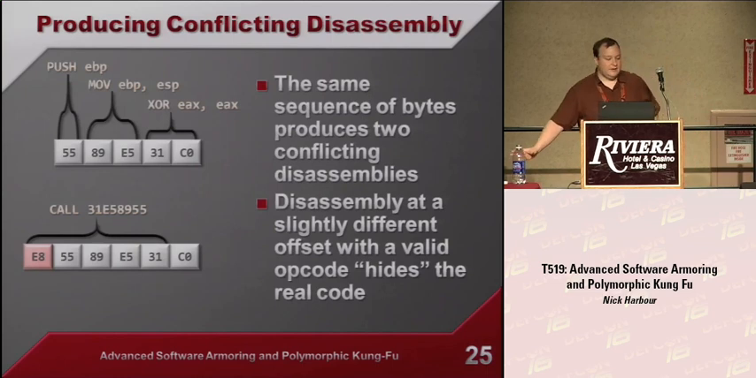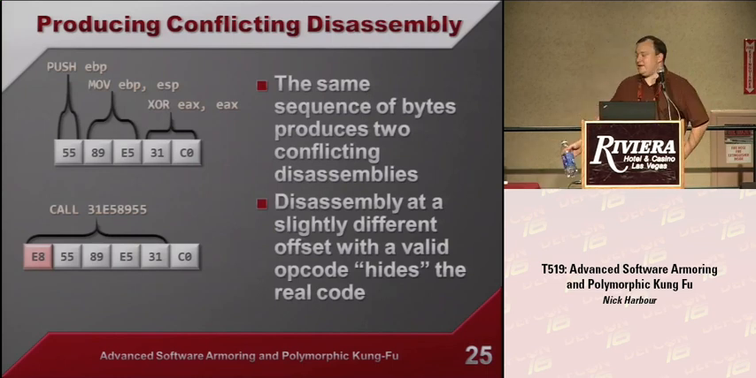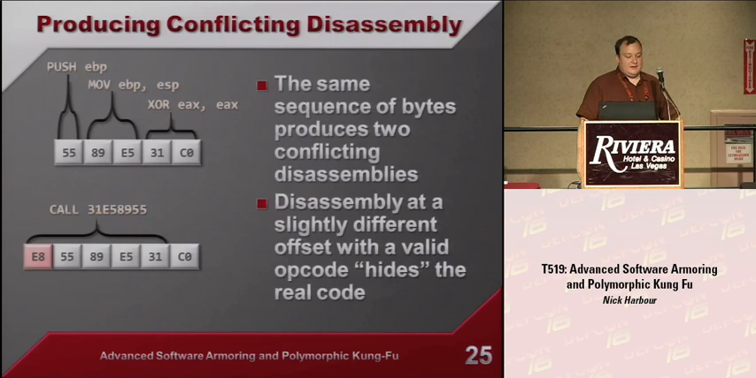So here's an example. We have 3 instructions, a push, a move, and an XOR, that take up 5 bytes. If you start at the right place, they produce that exact set of instructions. If for whatever reason the disassembler started 1 byte earlier and we planted an E8, then it's going to disassemble a call instruction. It's pretty basic, and the disassembler is never going to go back and produce 2 overlapping instructions. They just don't.